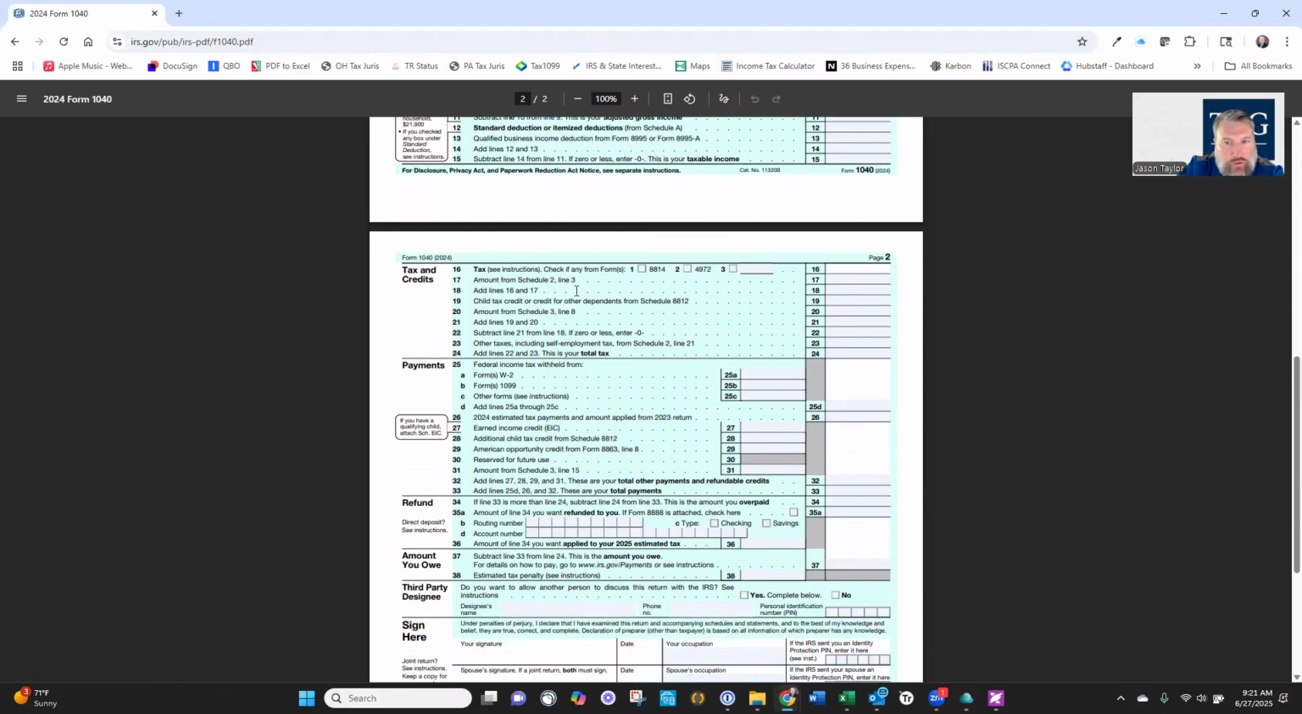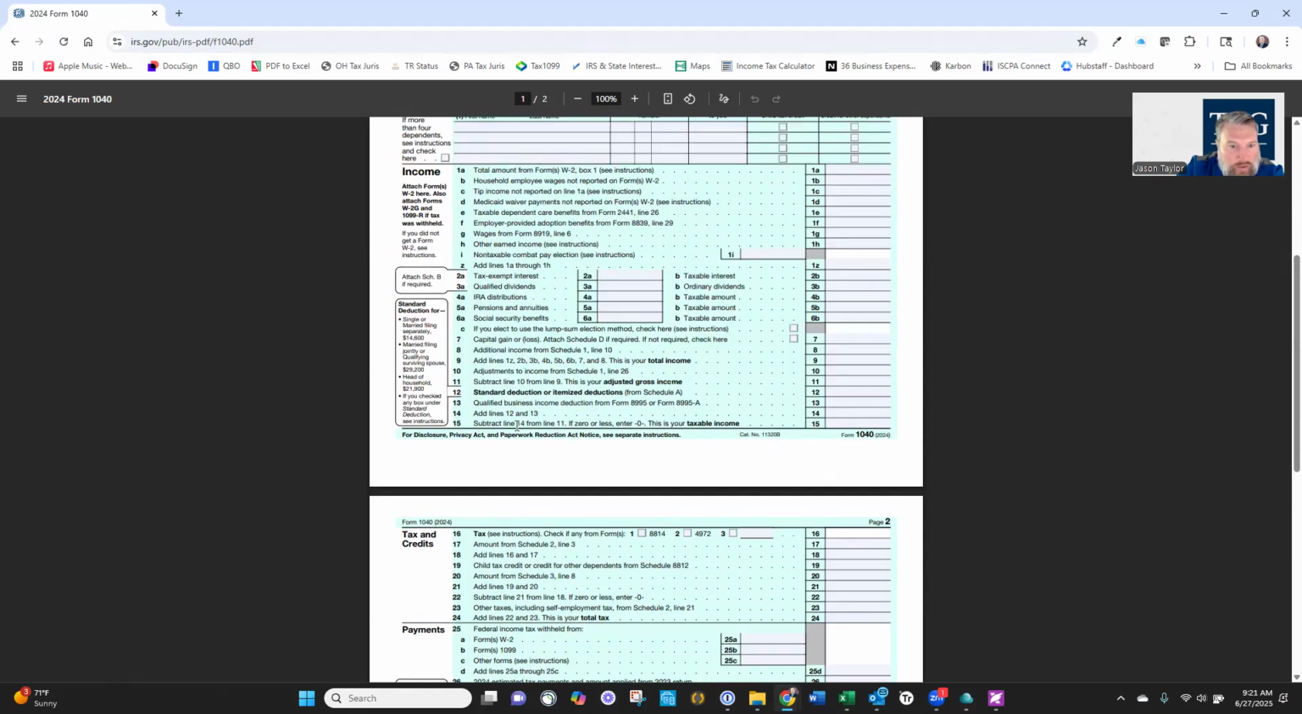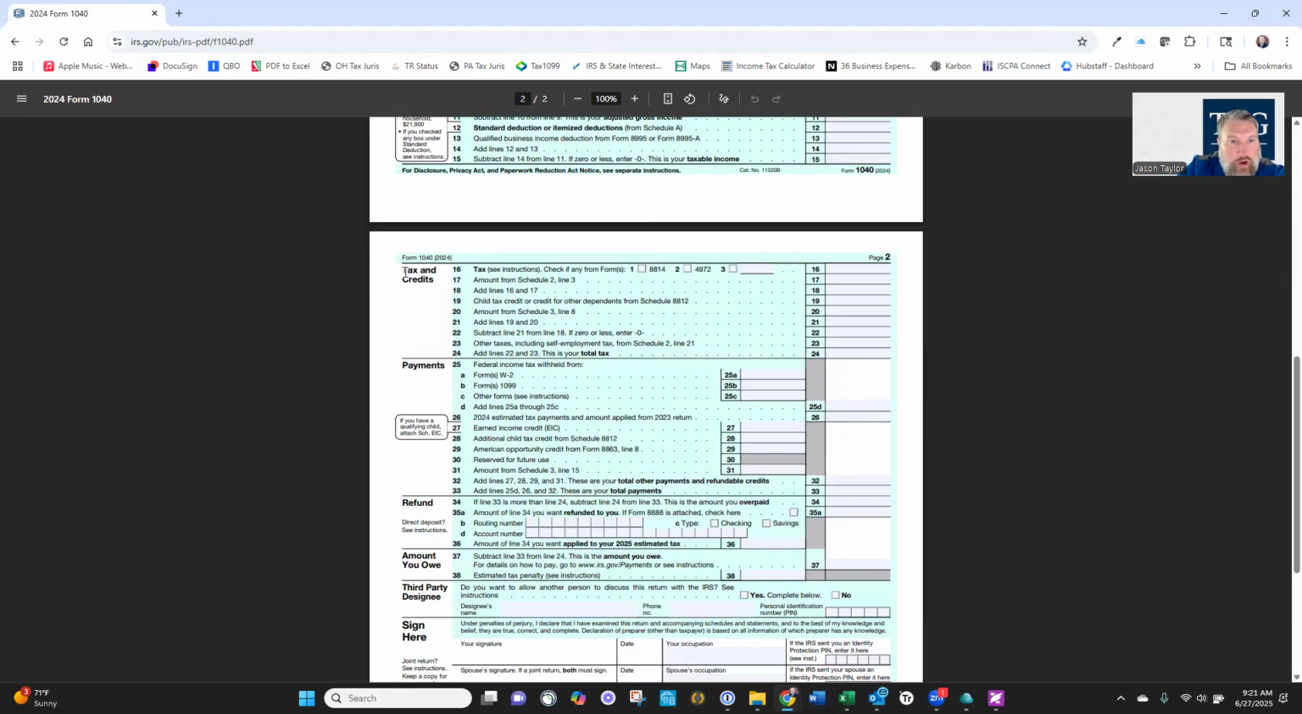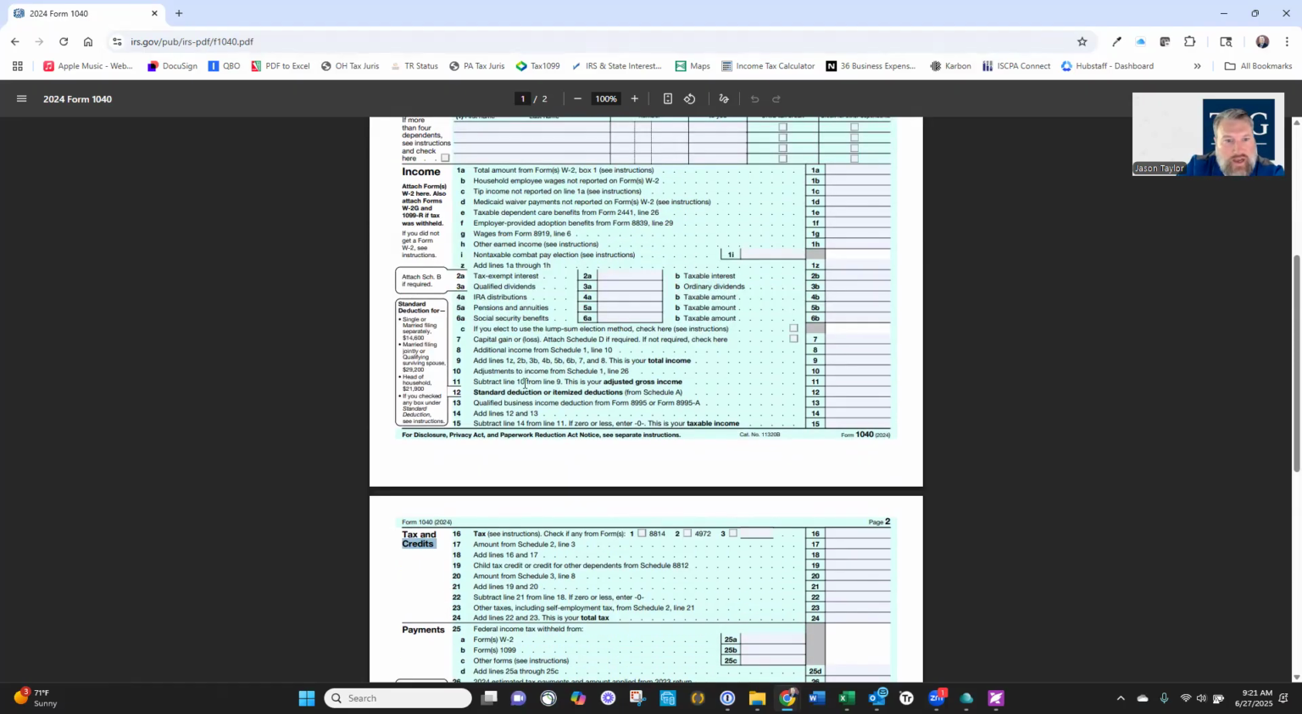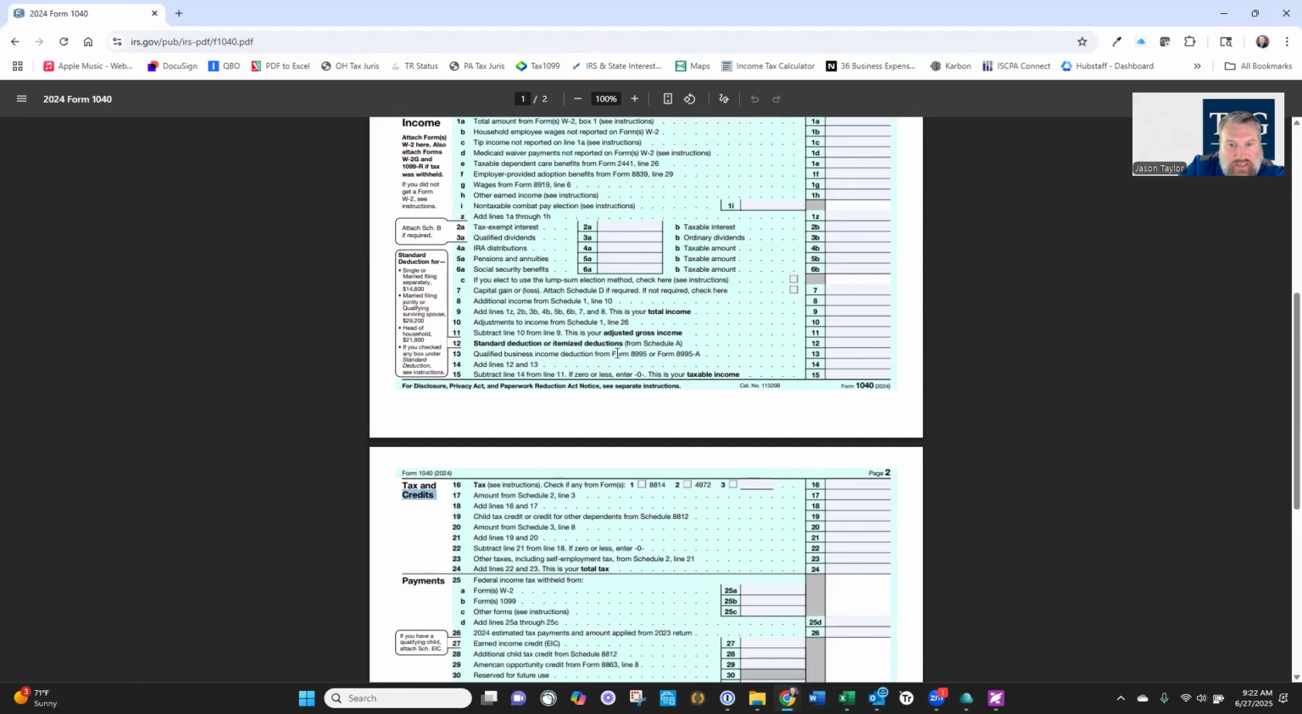Then there are a few things called credits. So you have above the line deductions. That's the standard deduction, the qualified business deduction, and adjustments to income. We say it's above the line because it's before taxes are calculated. And then we call credits below the line deductions because they are after taxes are calculated. So credits are typically dollar for dollar, whereas above the line deductions are based on your tax bracket.